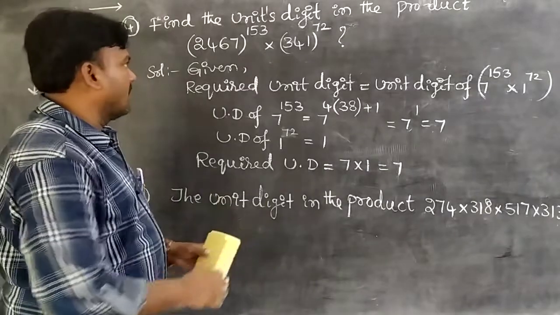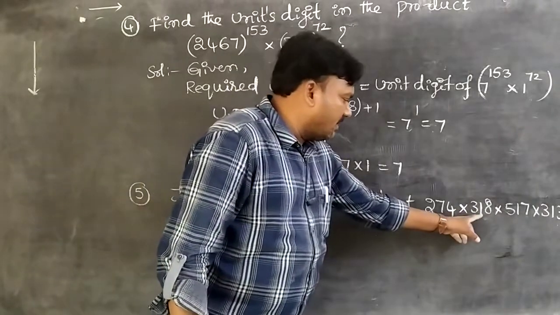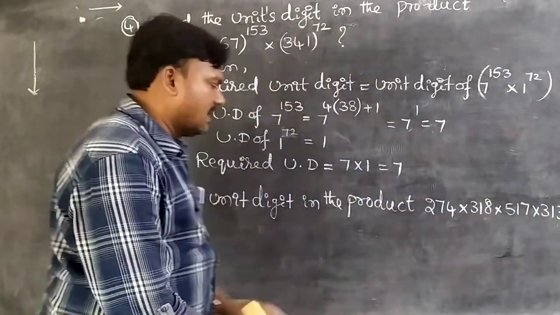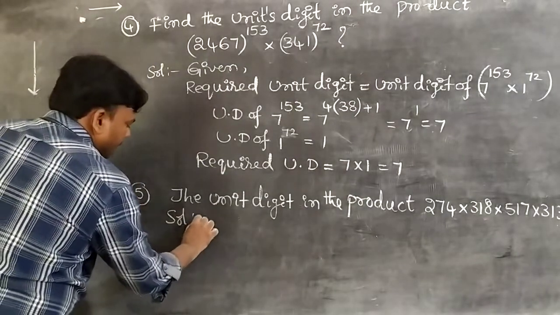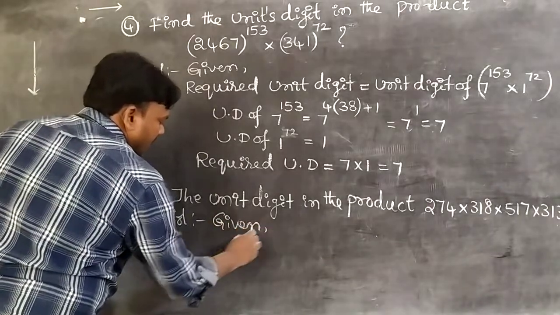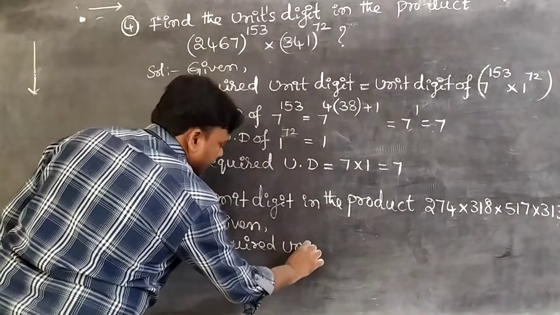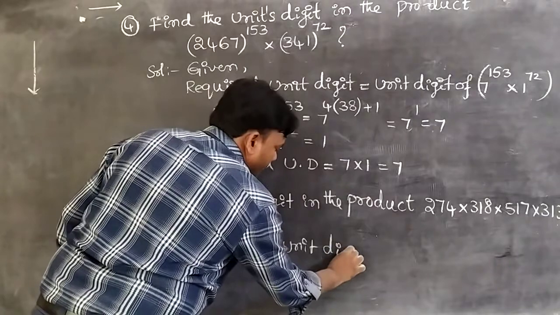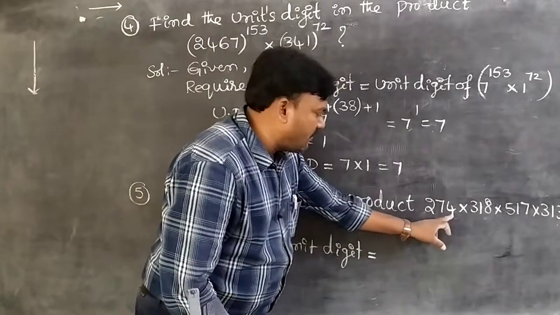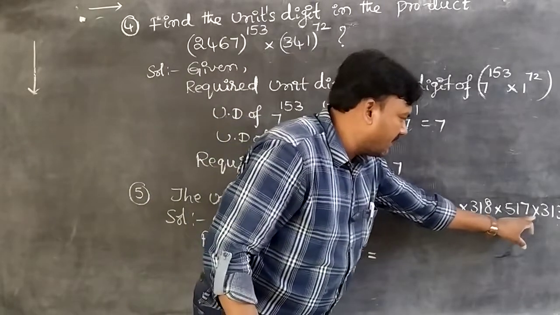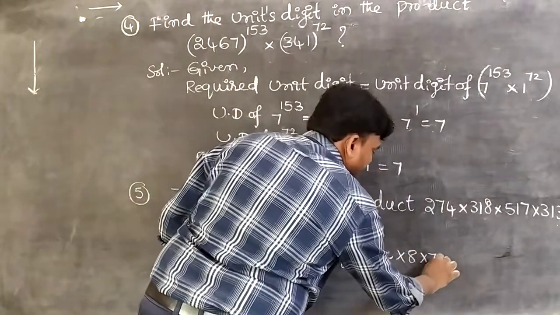And the second model, product: how is it given? The unit digit in the product of 274 into 318 into 517 into 313. Same procedure. Solution: the required unit digit is equal to... Here what about the unit digit? 4, here 8, here 7, there 3. So that is 4 into 8 into 7 into 3.